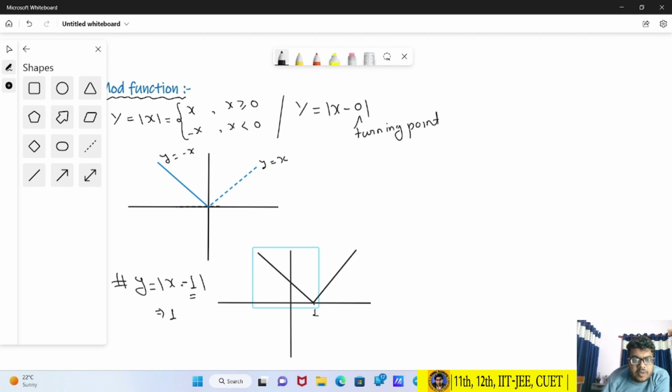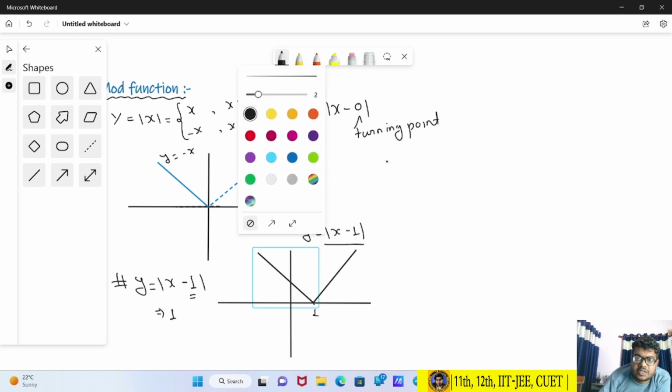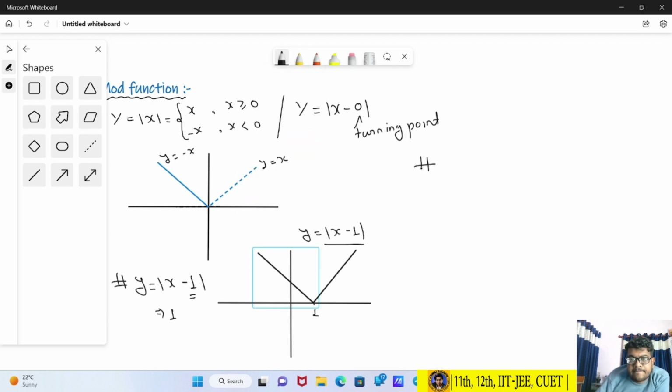This is the graph of y is equal to mod of x minus 1. Suppose we have the next function, y is equal to mod of x plus 2. So the turning point is minus 2. x is equal to minus 2 is our turning point.